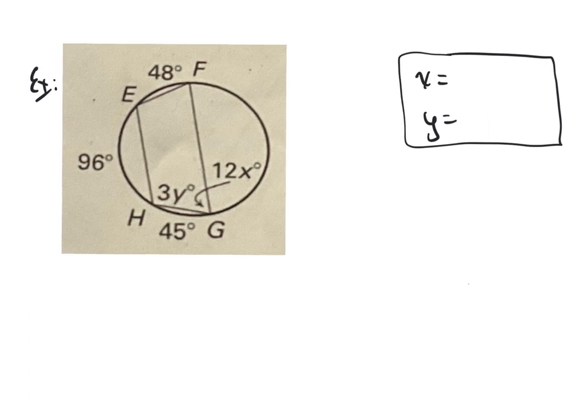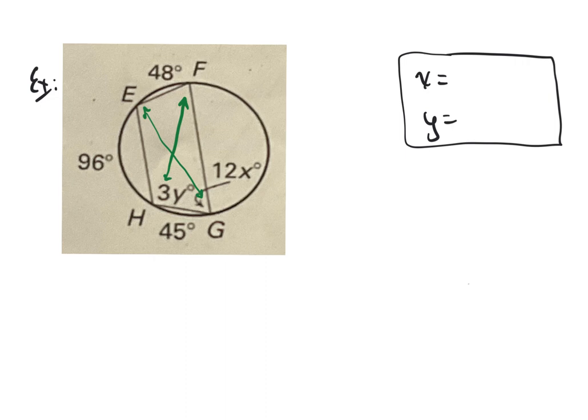All right, but let's see if we can run it through. Once again, we have a quadrilateral, a four-sided shape inside of a circle. What the theorem says is that opposite angles are supplementary. So those opposite angles have to add up to 180 degrees, and these two angles have to add up to 180 degrees.